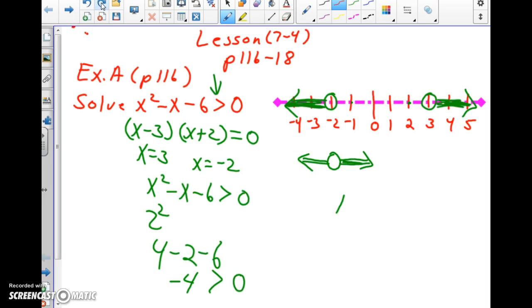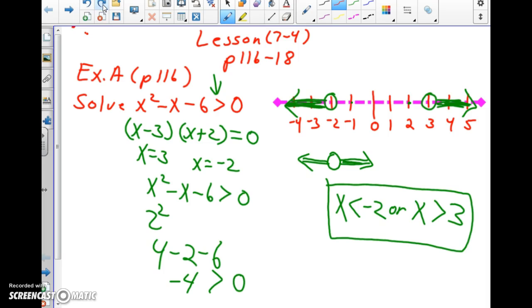Okay, so there's that. Okay, now we're ready to put down our answer. Okay, so our answer is going to be what? That x is what to -2? Less than, x is less than -2. Okay, and then x is what to 3? Greater than 3, and there's your answer right there. You got it. It's very simple to do this.